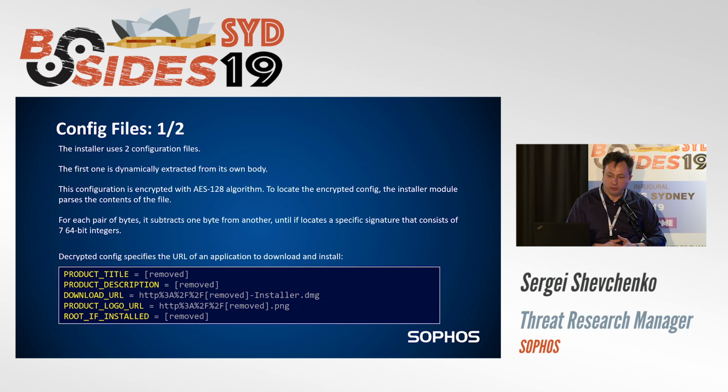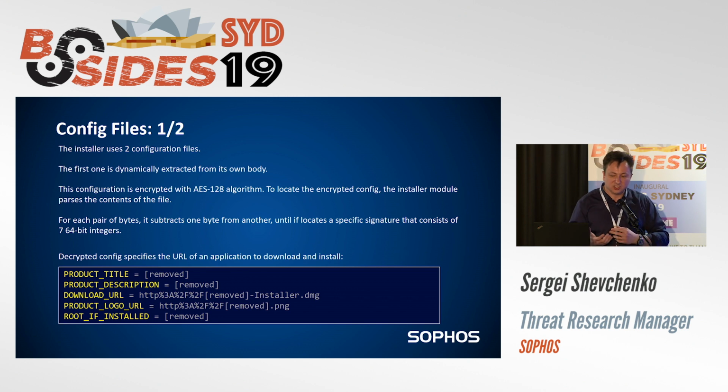I don't know. Now, the configuration files: they have two types of configuration files. The first one is dynamically extracted from its own body. Again, a questionable method. Why are they doing this, and how do they do it? They take the actual content of the binary file and start parsing it from the end to the start. For each 2 bytes they calculate the difference between those 2 bytes and look for a specific pattern that consists of 7 predefined integers. Once they find it, they say, okay, I found my configuration file, and they decrypt it with the AES-128 algorithm. This is an example of the configuration file.